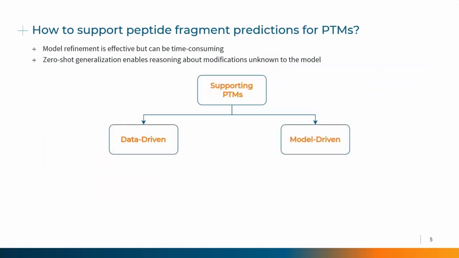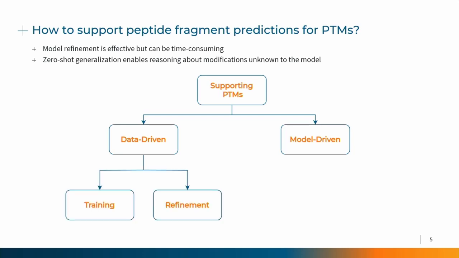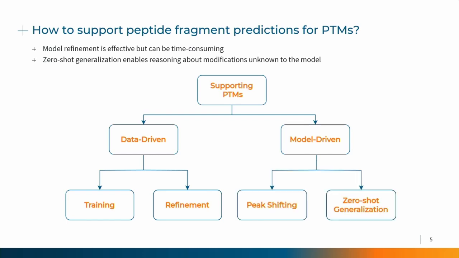As already hinted in the last slide, a data-driven approach is always a good way to start. If we have various training data to train our initial model, or if we have new training data points for the new PTM, so we can refine the existing pre-trained model, this is always a very effective way to predict intensities. However, refinement can be time-consuming, and most importantly, we might not have new data points for the new PTMs. In this case, there's a workaround called peak shifting.